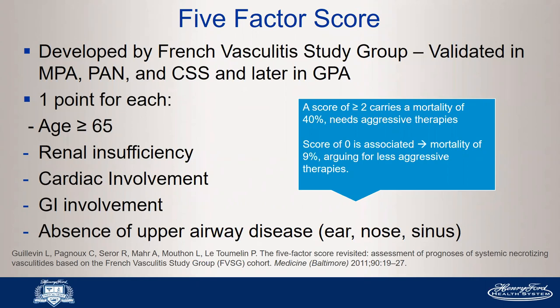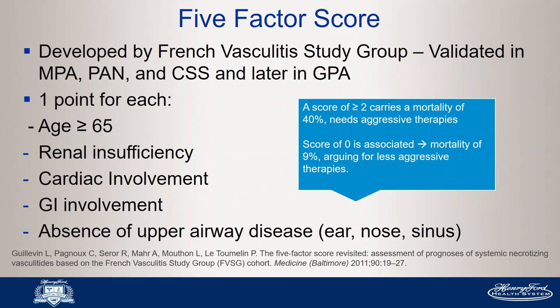And a score of two or more carries a mortality of about 40%. And that's why we use this for grading the disease severity, because that will help you prognosticate and respond with therapeutic agents based on the severity. And a score of zero, essentially mortality of nine percent. So that's why with just upper airway disease, you can get away with methotrexate or azathioprine.